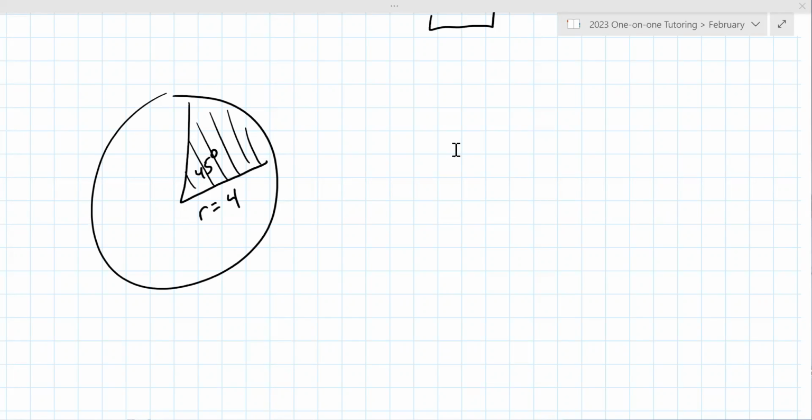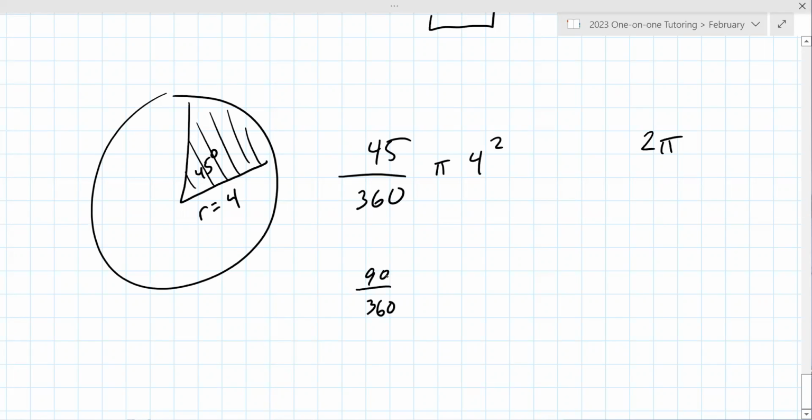Is it 2 pi? Sounds pretty good. So it's 45 over 360 pi times 4 squared. So the challenge here is, well, what's 45 over 360? Well, if you got a calculator, you just punch it in. But you can think of, what is 90 over 360? Because they're kind of related. 90 over 360 is a fourth. And since 45 is half of 90, this ends up being an eighth. Pi times 16, which is 2 pi.